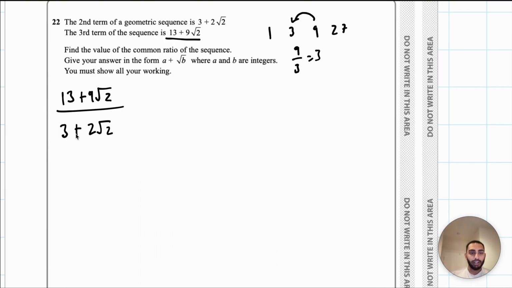So whatever the sign is here, I'm going to swap it. So I'm going to multiply by 3 minus 2 root 2 on the bottom and 3 minus 2 root 2 on the top. I'm just multiplying by 1, but it's just going to remove this surd and it'll make it a little bit easier to divide by.